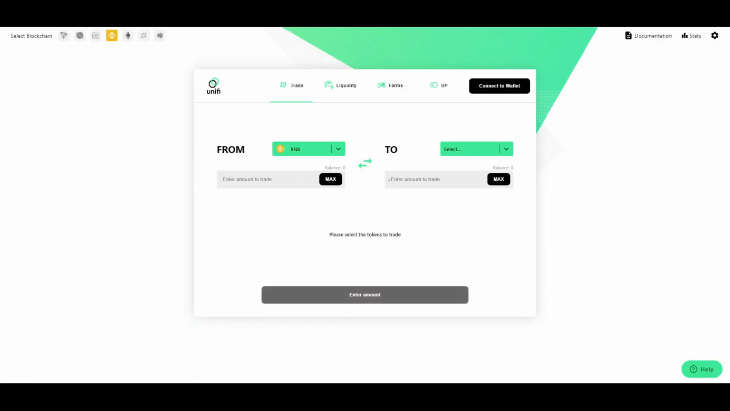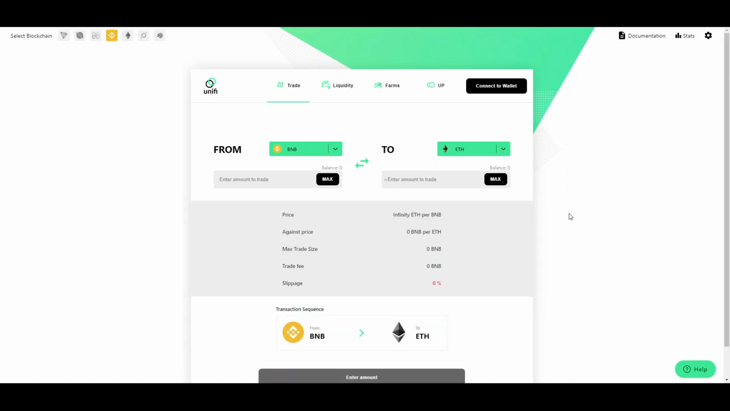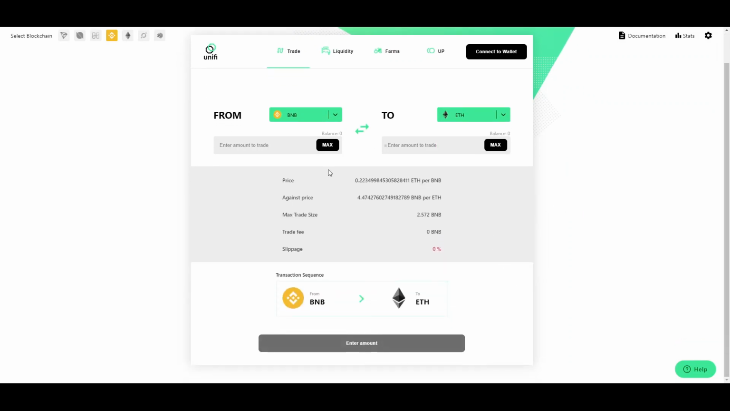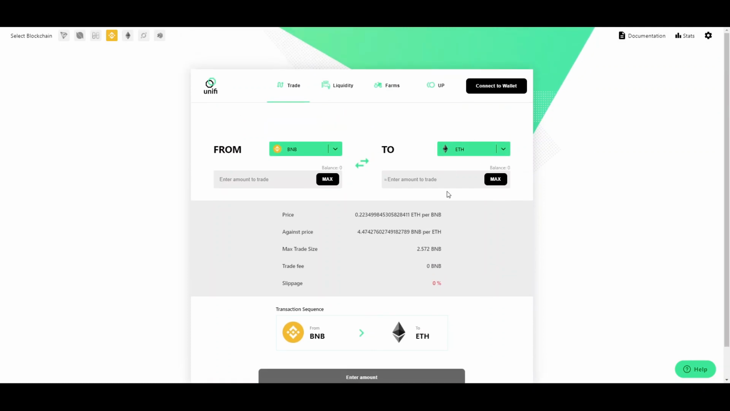Now, this is how the actual platform looks. Let's say I want to trade money in BNB on the actual Binance Smart Chain, and I want to change this BNB token into BUSD, for example, or even Ethereum, anything. All I have to do is connect my wallet and execute the trade.